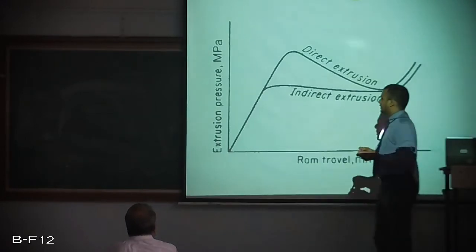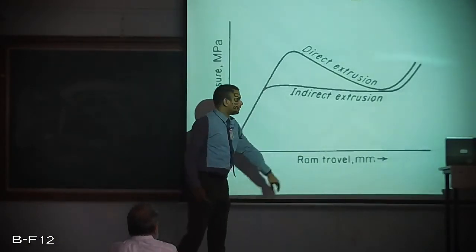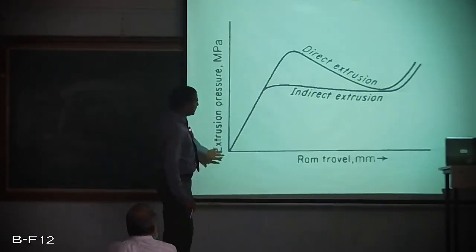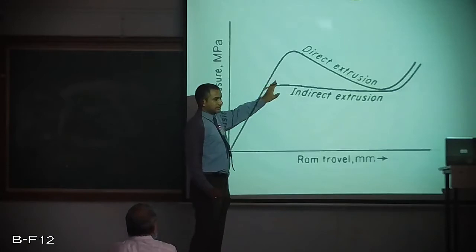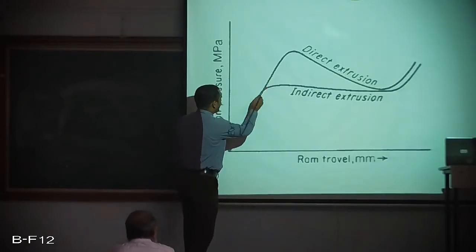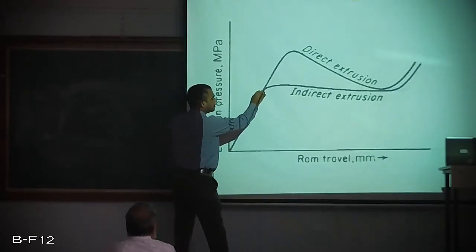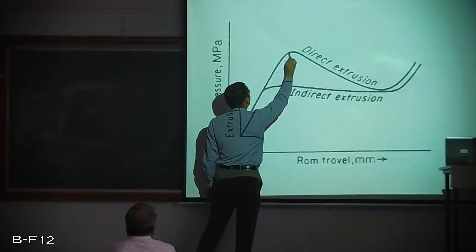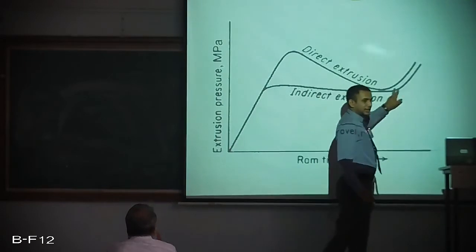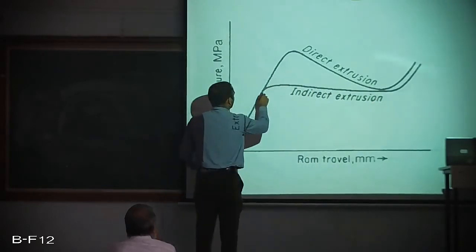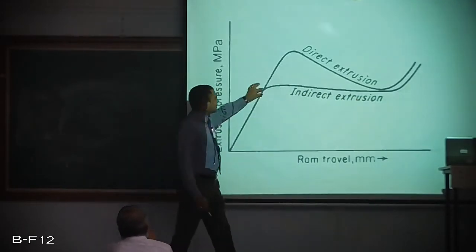Over here we have a graph of extrusion pressure versus the ram travel. You can see the forces required as well as the amount of ram travel. To some point, for direct and indirect extrusion, the amount of pressure required is almost the same, and slowly you can see the pressure required for direct extrusion goes on increasing and then slowly starts reducing. Whereas in the case of indirect extrusion, the pressure required is almost the same throughout the process.